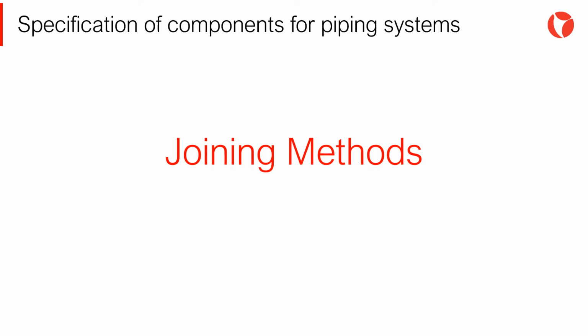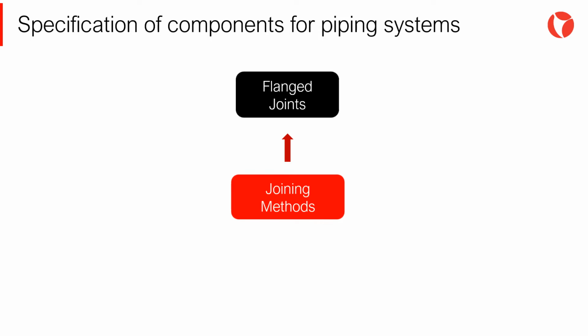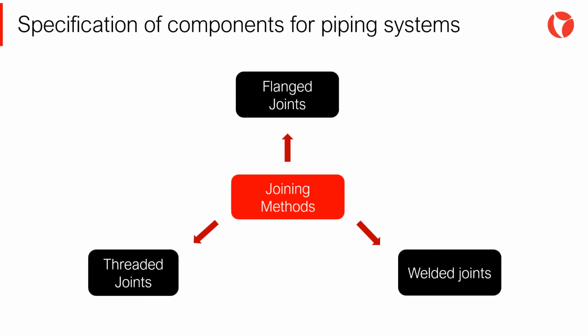Next, the different methods of joining piping systems will be described. There are three main methods for joining pipes: flanged joints, welded joints, and threaded joints. The joining method will be selected depending upon the operating requirements of the pipeline.